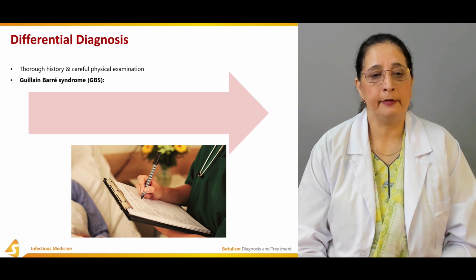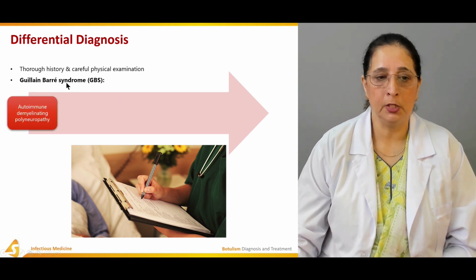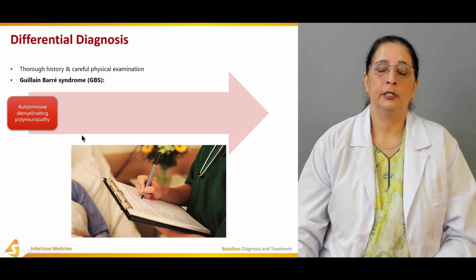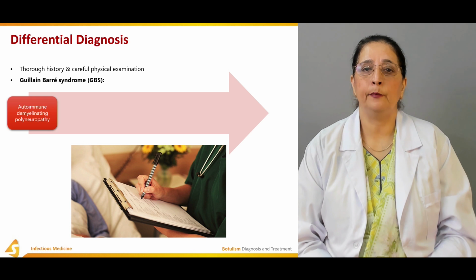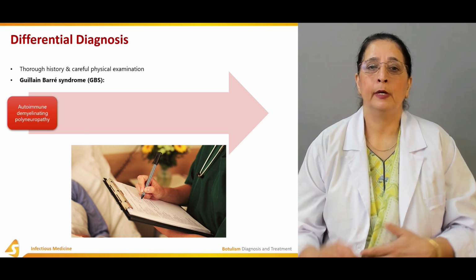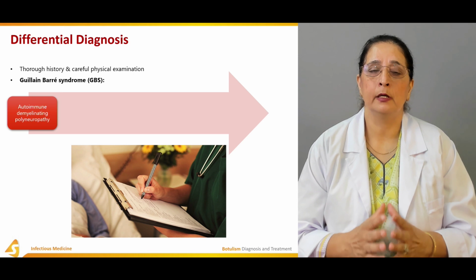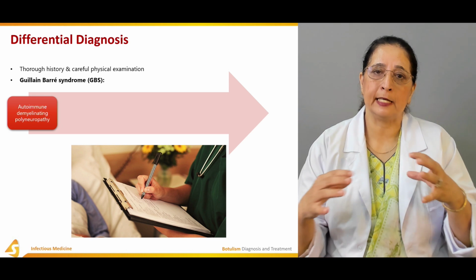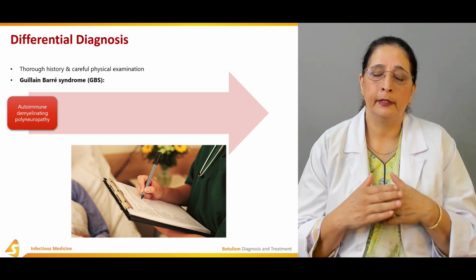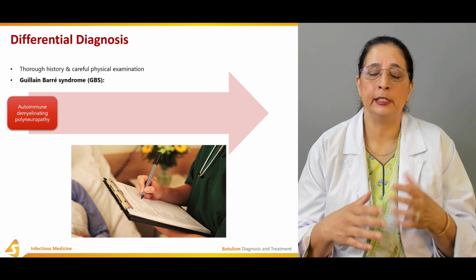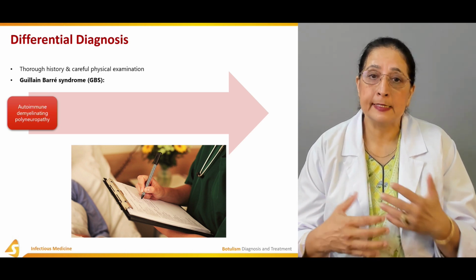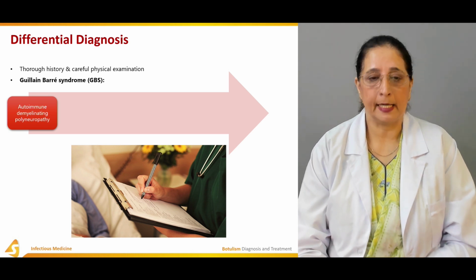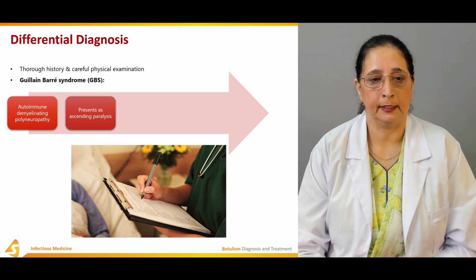In GBS, we have autoimmune demyelinating polyneuropathy. Multiple nerves are involved, and it's demyelination. The myelin sheath is a protective covering of the nerves. There is loss of that myelin sheath, leading to hypersensitivity of the nerve. So it's an autoimmune demyelinating polyneuropathy.